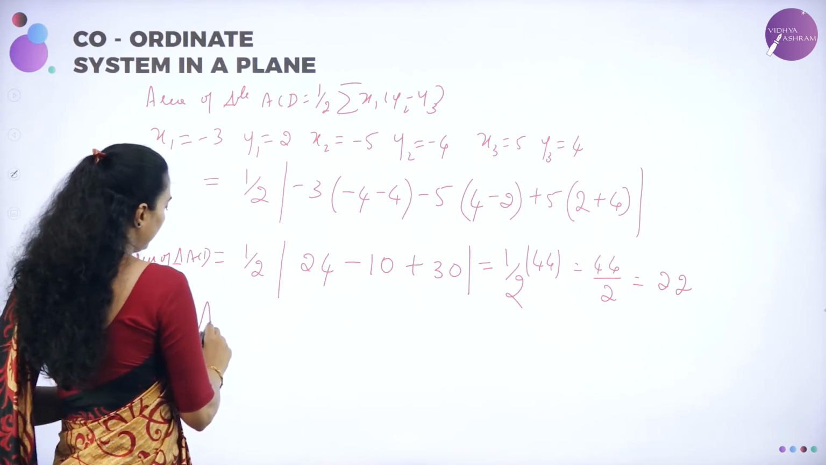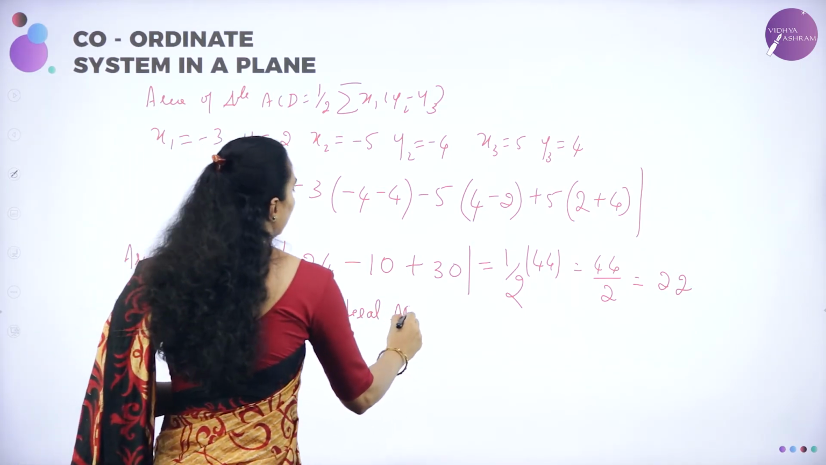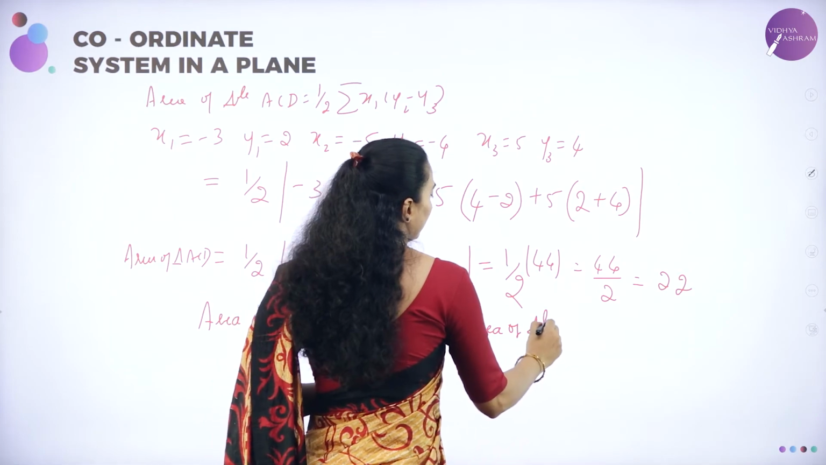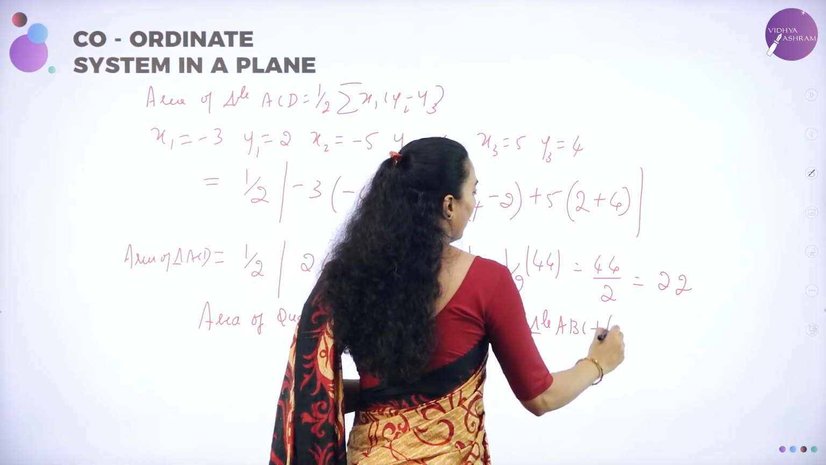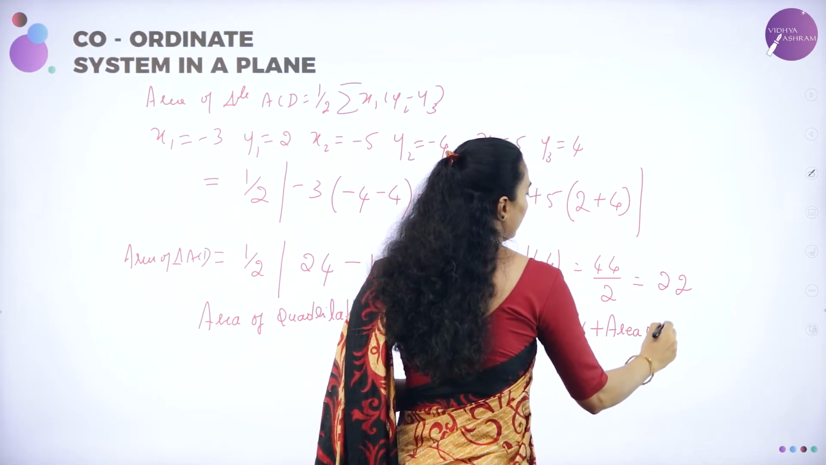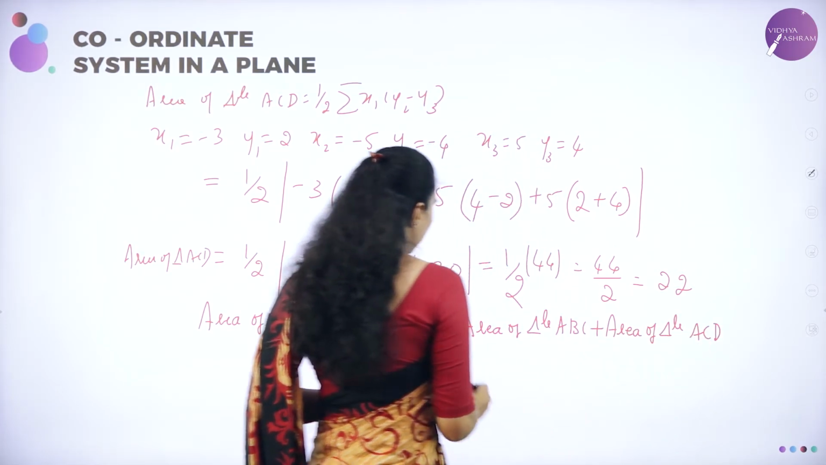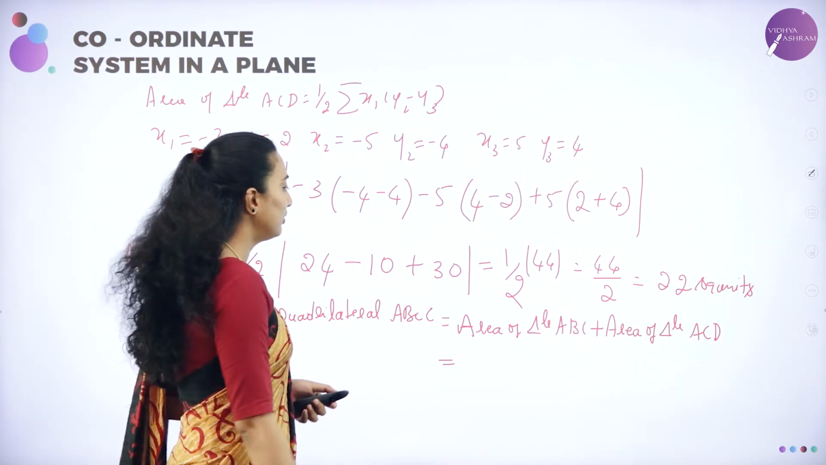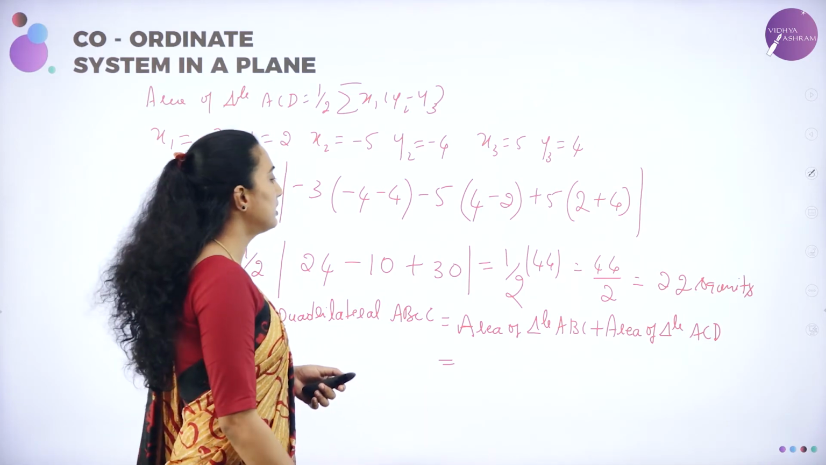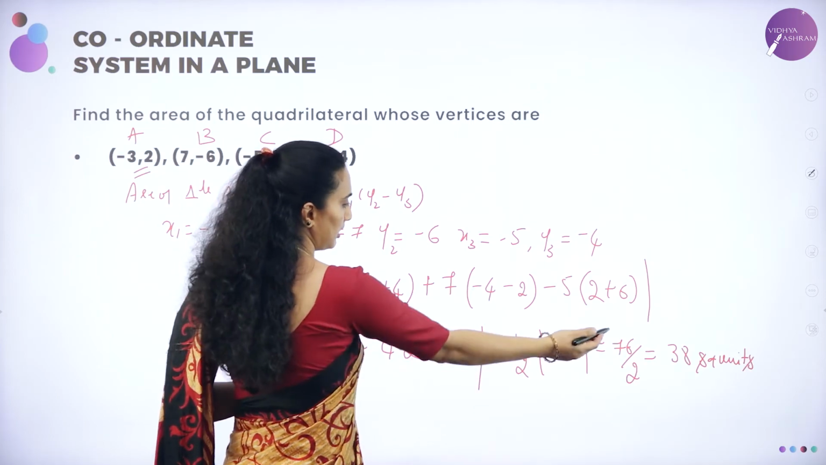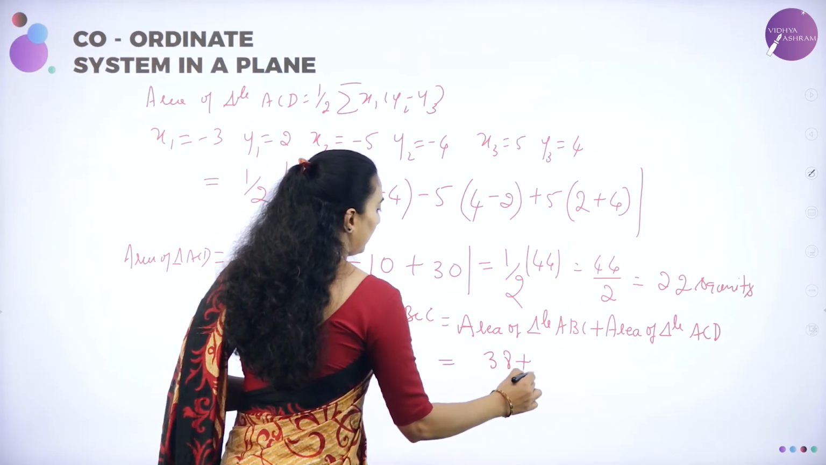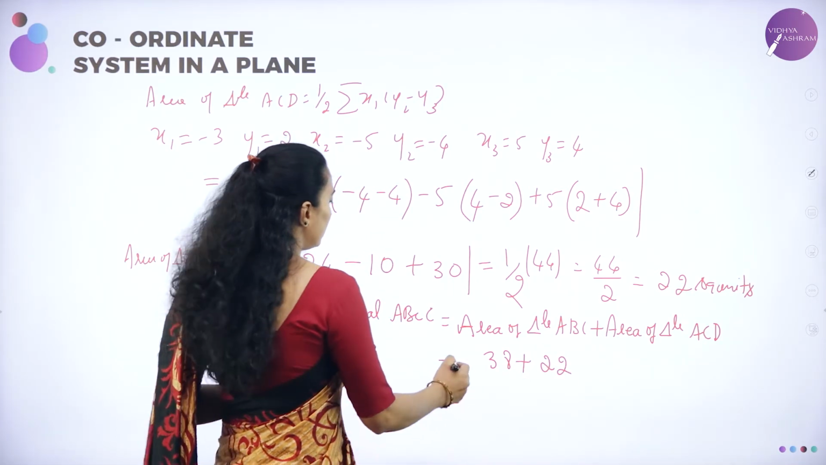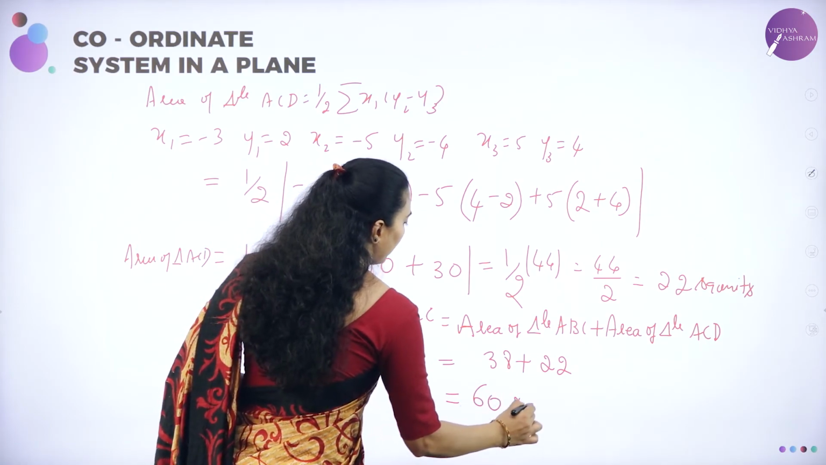So, area of quadrilateral ABCD is equal to area of triangle ABC plus area of triangle ACD. So the answer will be equal to square units. Sorry, I forgot to write that. So you don't make the same mistake, please write down square units. 38, isn't it? Yes, 38. 38 plus 22. What is 38 plus 22? So the answer you are going to get is 60 square units.